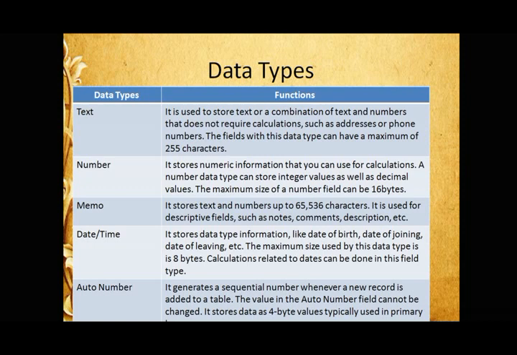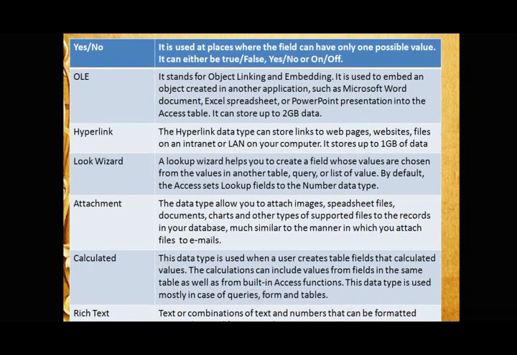Date and time can be stored in 8 bits, and auto number is stored in 4 bits. So let's come to our next types.